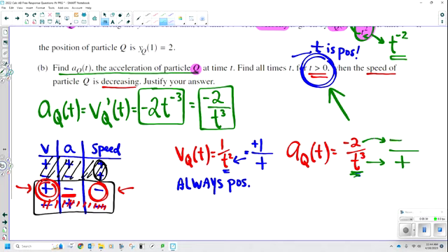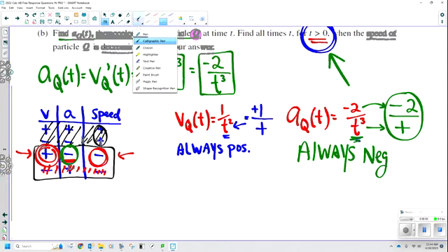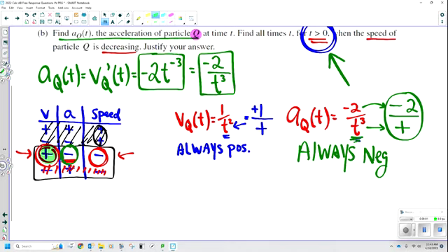Okay, this top never changes. There's no variable up there. It will always be a -2. Anytime I put a negative over a positive in a fraction, I will always end up with a negative value. So my acceleration, good for us, is always negative as you look over here on my little chart. So if my situation is that I always have a positive velocity and always have a negative acceleration, my speed will always be decreasing. So when's the speed decreasing? Always.